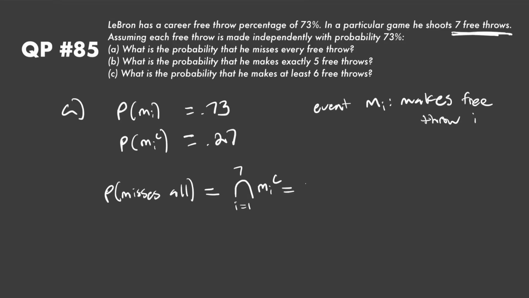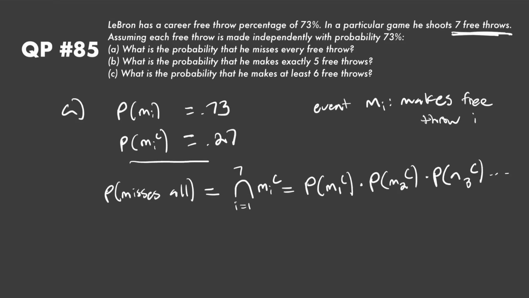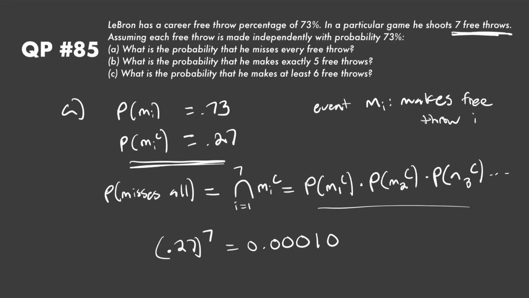But since every single free throw is independent, this is just equal to the probability that he misses the first free throw times the probability that he misses the second free throw times the probability that he misses the third free throw, and so on, all the way up to 7. And we know that the probability of m sub I complement is 27%, so this is just 27% times itself 7 times, so 0.27 to the power of 7. This is basically equal to 0.000105, something around there. Basically a 0.01% chance that he misses every free throw, so not very high. This is the answer for part A.